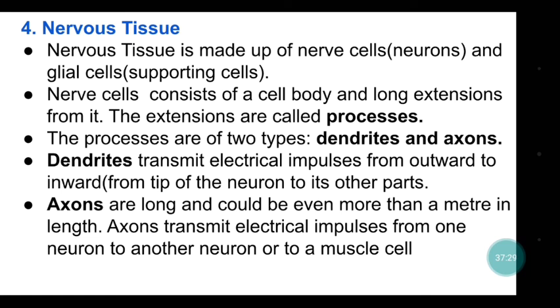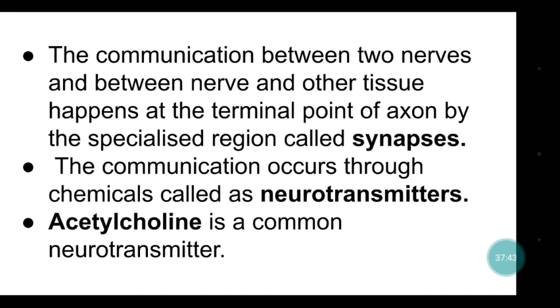Axons transmit electrical impulses from one neuron to another neuron or to a muscle cell, at a particular site known as a synapse. The communication occurs through chemicals, and these chemicals are known as neurotransmitters. Acetylcholine is a common neurotransmitter.